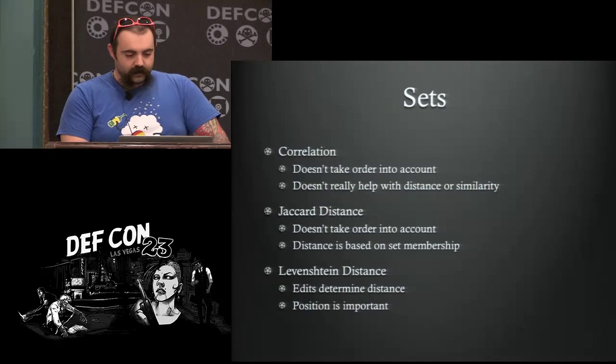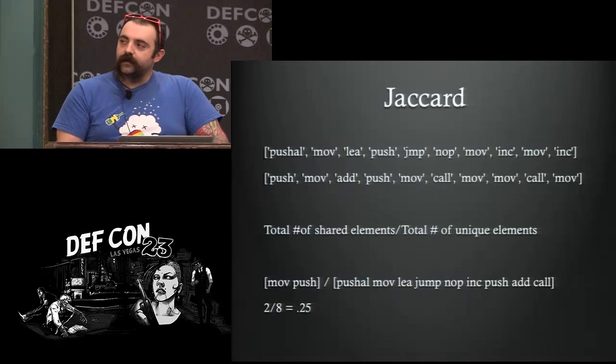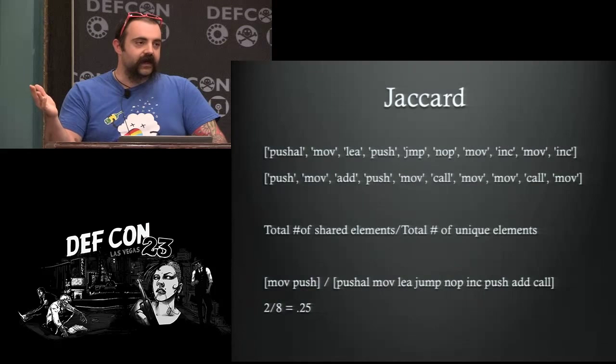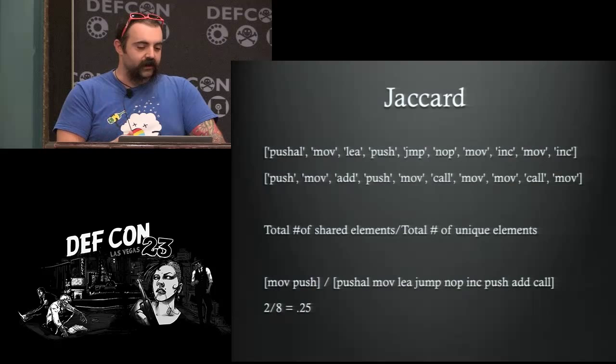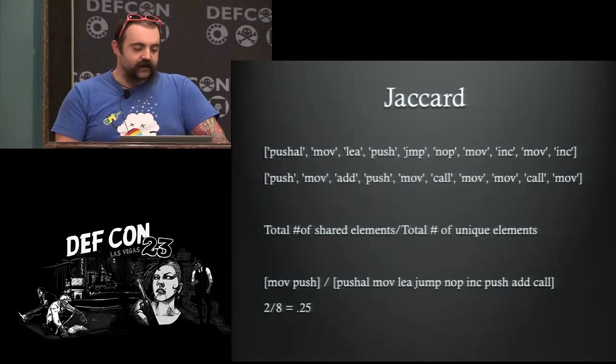So let's look at one of the examples of Jaccard distance. Here we have two seemingly random sets of assembly mnemonics. We can say the leftmost is the one at the entry point, so this is where the executable will start, and then it moves from left to right. And you can see there are various ones.